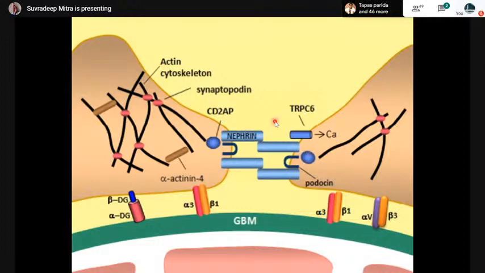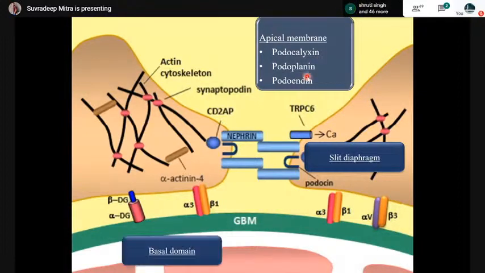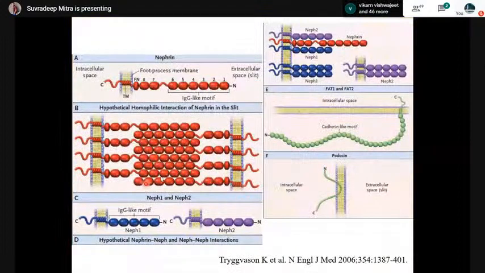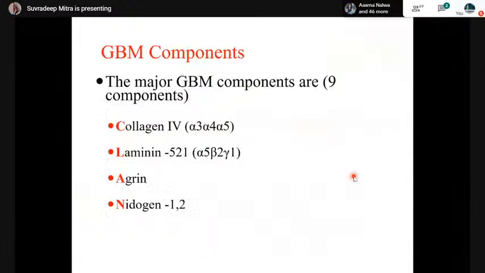So other than the slit diaphragm, which I am stressing on, there are also proteins which stay in the apical membrane of the visceral podocyte, namely podocalyxin, podoplanin, podoendin, and so many, as well as the basal domain proteins, which are mainly the integrins as well as dystroglycan proteins, which are also important for the integrity of a visceral podocyte. And these are the different protein molecules: nephrin, neph1, neph2, FAT1, ZO1, CD2AP, etc. At least you remember names of these two proteins, nephrin and podocin, for the integral maintenance of the slit diaphragm.